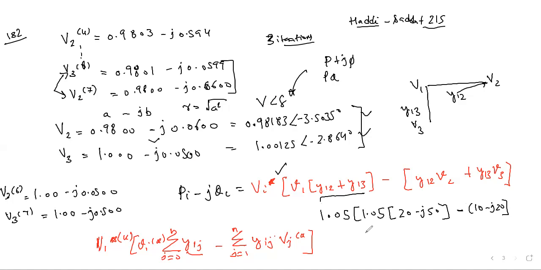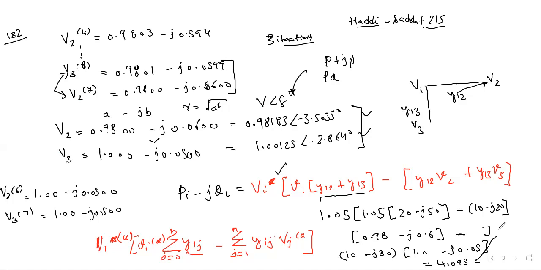0.98. So you can write this value, 0.98 minus J 0.6, and this would be minus of 10 minus J30 and 1 minus J 0.05. So this value will come around 4.095 minus J, sorry, I'll write it here, minus J 1.890.